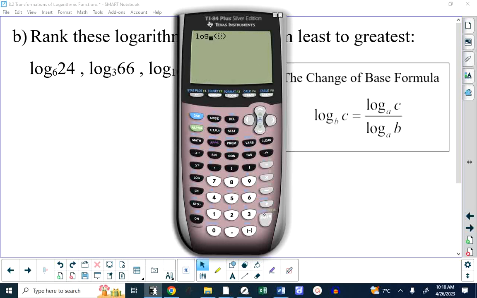And now my next question for you is, is there anybody who has a TI-84 or higher and you're not seeing that? Because there are different operating systems, and if you're not seeing it, then we can change the operating system on your calculator so you do. Okay. So if I want to know what log base 6 of 24 is, I just do this.